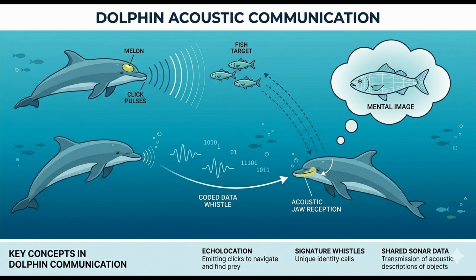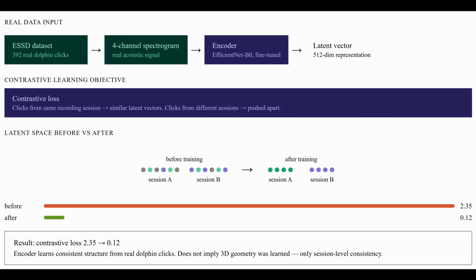This is a remarkable capability, and it raises an obvious question. What does that picture actually look like? That is the question this project tries to answer. If dolphins can share three-dimensional acoustic images with each other, can we make those images visible to humans? We set out to build a machine learning system that reconstructs 3D objects from dolphin echolocation clicks.